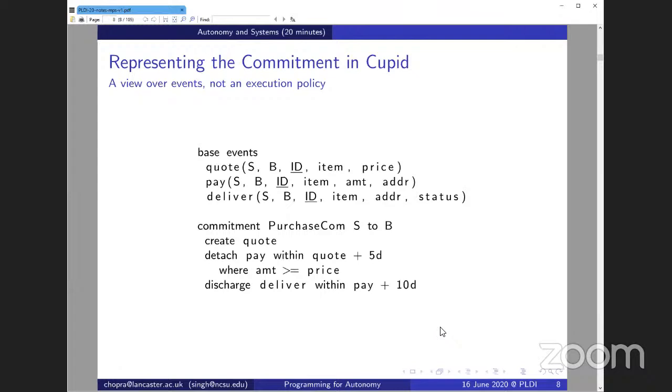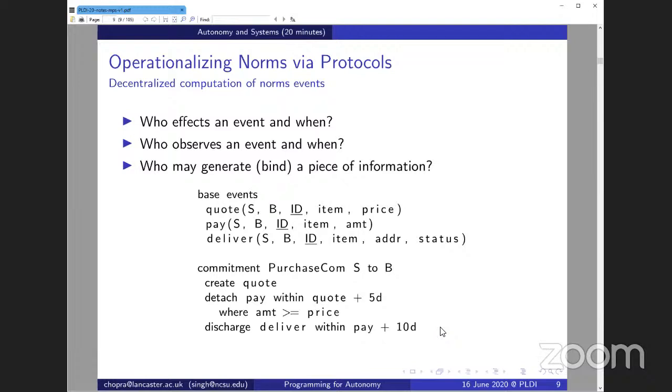Now, the interesting thing is that we want to be able to operationalize these kinds of norms via protocol. So there's an information flow, right? I have to send you a price quote. You have to receive it. You'll do something with it, maybe an action. That'll eventually become known to me. So the messages, as it were, the communications will travel. So how will that work out?